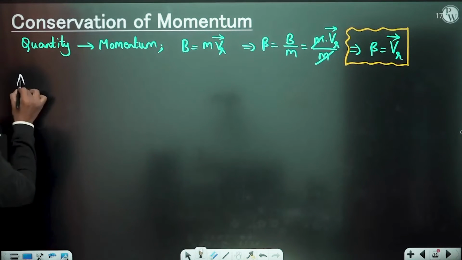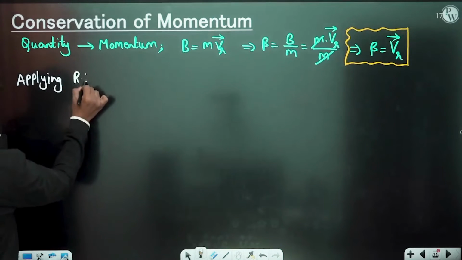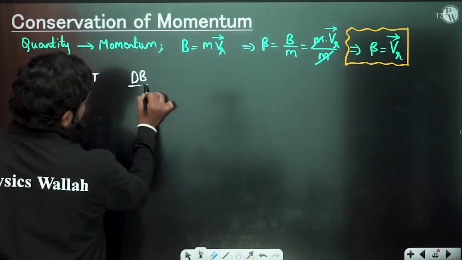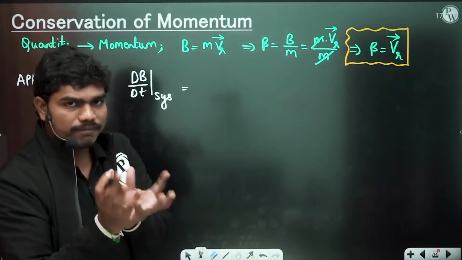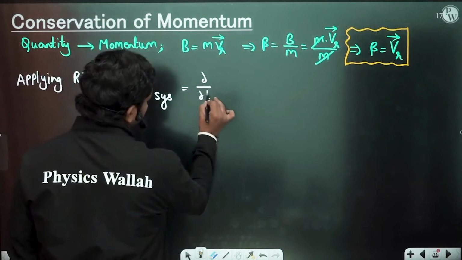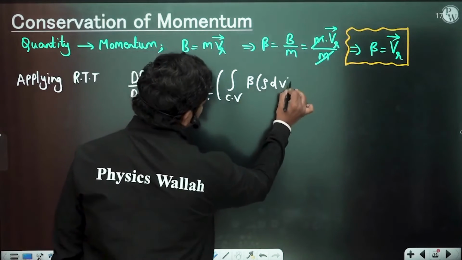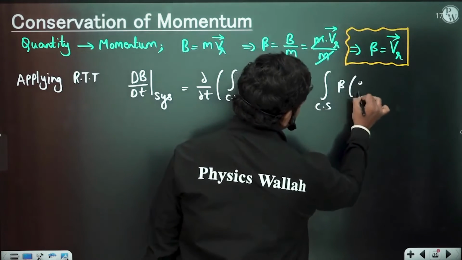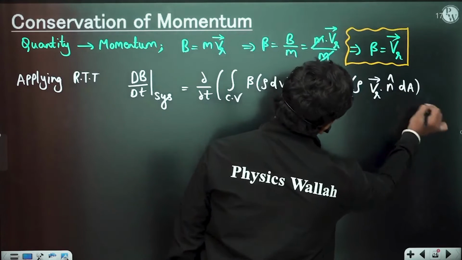Applying Reynolds transport theorem. So what is Reynolds transport theorem? dB by dt of any system, and a system is actually some quantity of mass, correct? So dB by dt of the system is equal to dou by dou t of the integral over the control volume of beta times rho dV, plus the integral over the control surface of beta times rho V bar dot n cap dA, correct? So this is what you have actually.